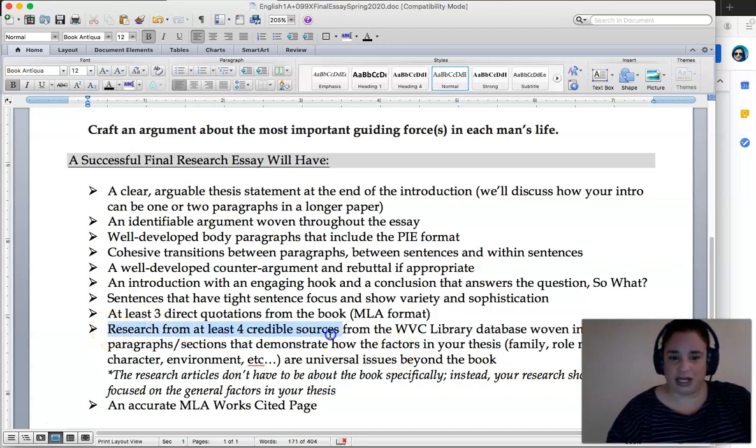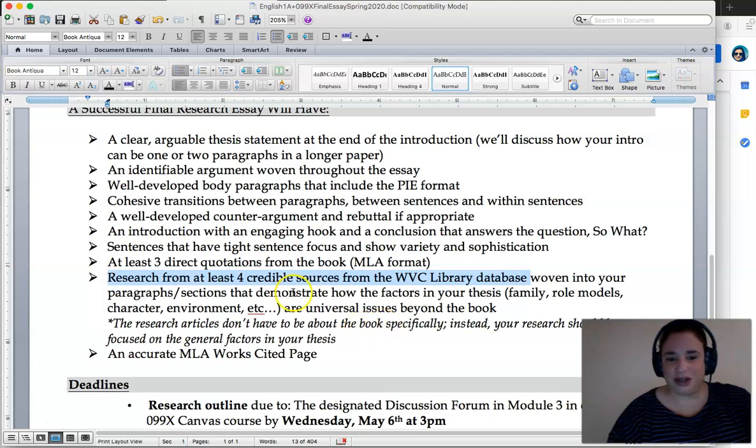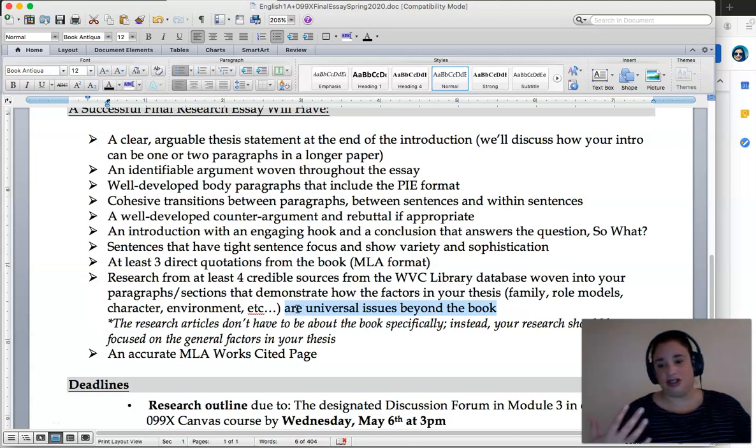Research from at least 4 credible sources from the library. And those research articles don't have to be about the book. They actually should be about something more universal. So they need to show how the factors that you're talking about are actually universal issues to all of us. So the idea about how family is an important factor that shapes all of us, or how role models are an important factor that shapes all of our lives.